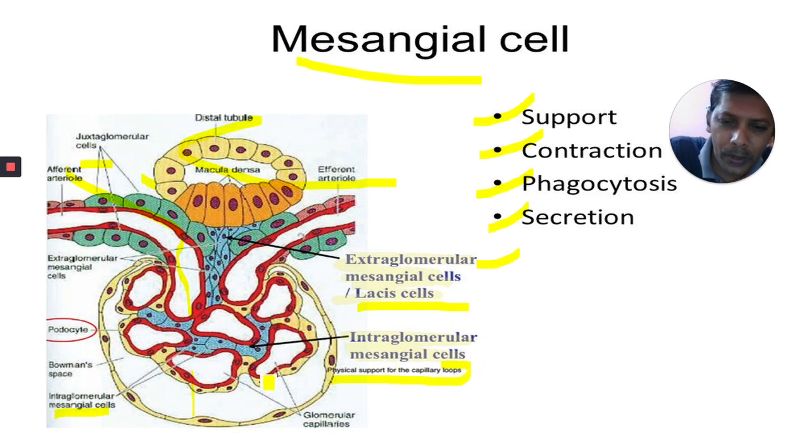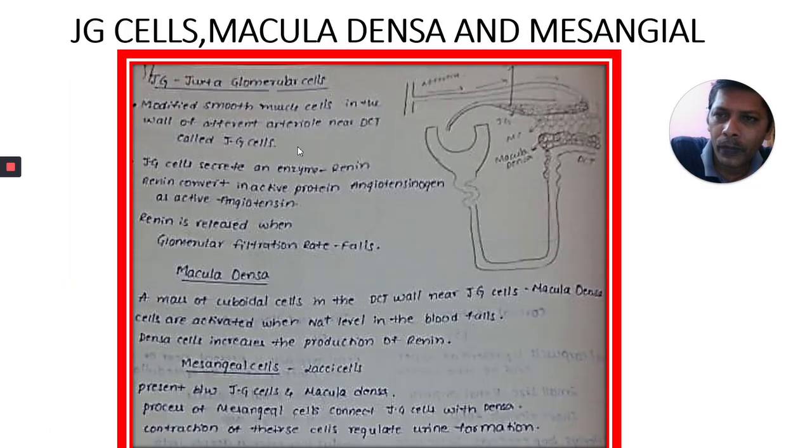You can observe here, this is the distal convoluted tubule, cross section. Here the cells are very crowdedly arranged, and this part is called macula densa. You can write down these notes. JG cells, macula densa, and mesangial cells. JG cells are modified smooth muscle cells in the wall of the efferent arteriole near the DCT. JG cells secrete an enzyme called renin.